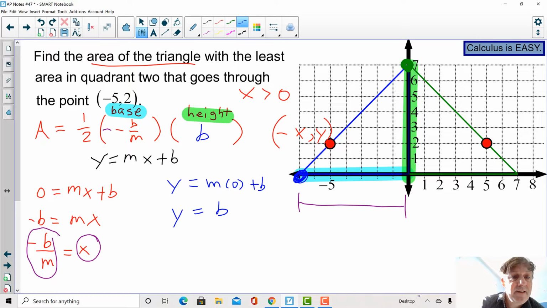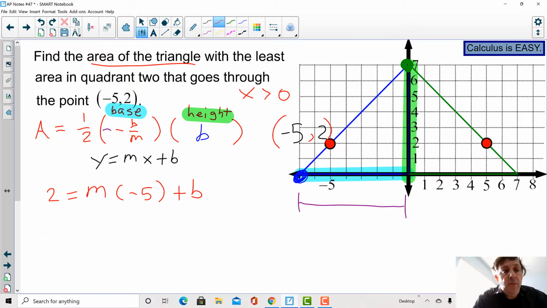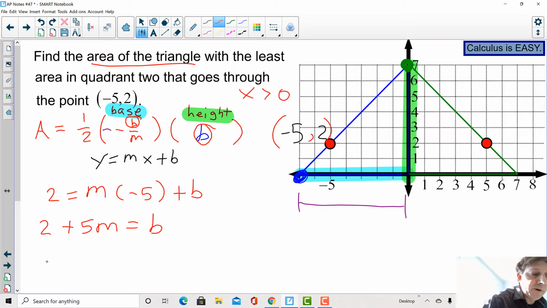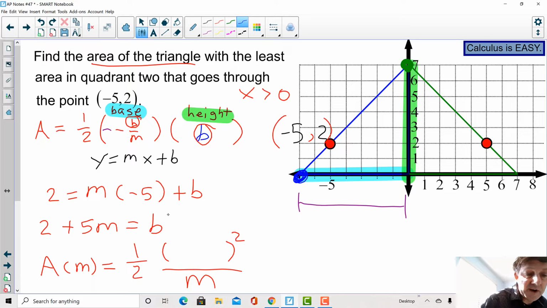Again, our area function has m's in it and it has b's in it. We don't want to leave it like that or we might get stung. So we're going to get rid of the b's. We'll plug in our point. Our point is going to be -5, 2. And if we plug in -5, 2 into y equals mx plus b, we can solve it for b, and that will allow us to trade all the b's for 2 plus 5m. Now that the b's are gone, we won't get stung. So our area formula is going to be a function of m. And remember, we're trading all the b's for 2 plus 5m.